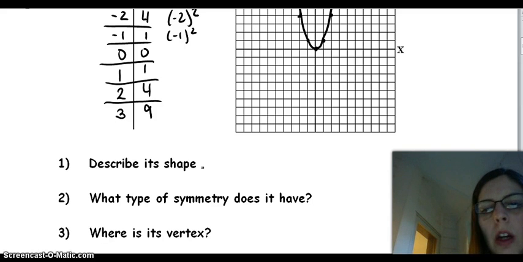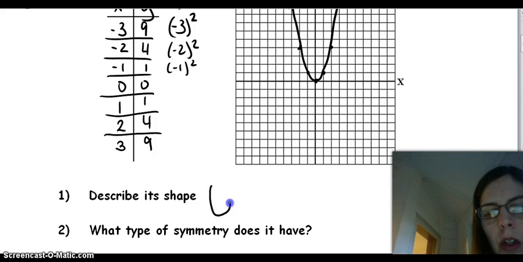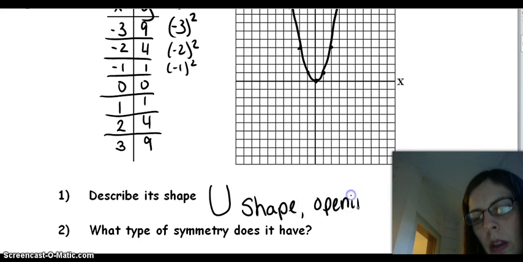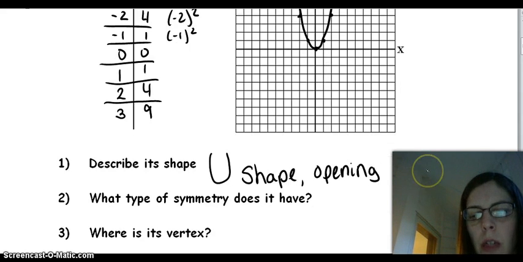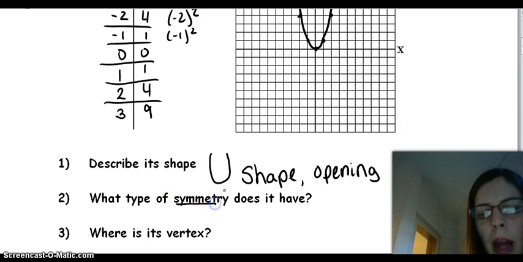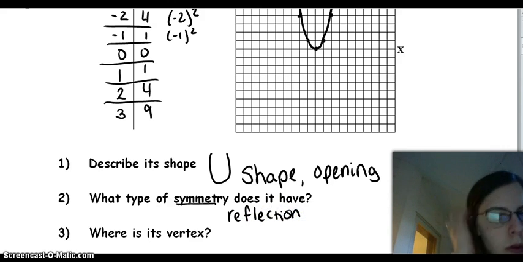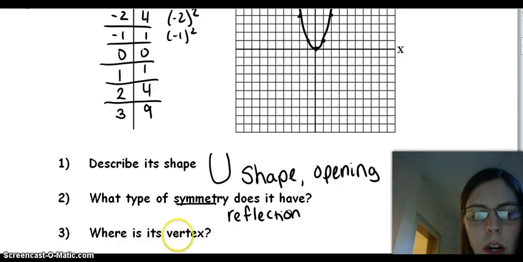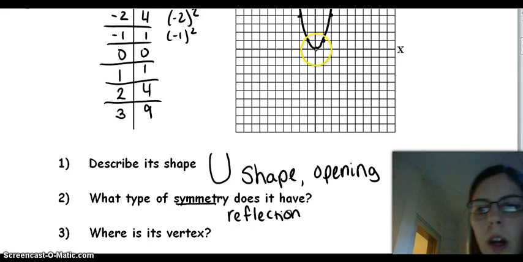So here we know we have a shape and it's U-shaped. And it is opening up. So then we asked ourselves, what type of symmetry does it have? And we learned back in 9.1 and 9.2 that this has reflection symmetry. And the third question says, where is its vertex? So here, I'm going to put that in blue, and its vertex is 0, 0.